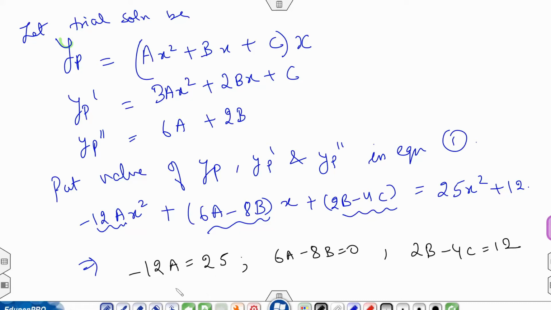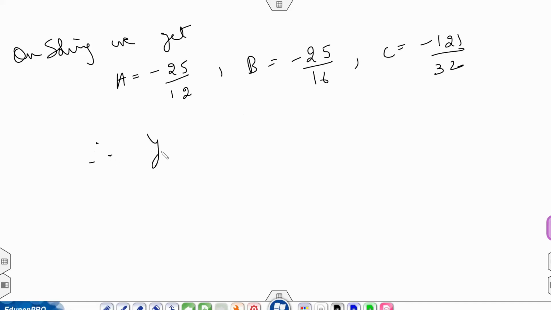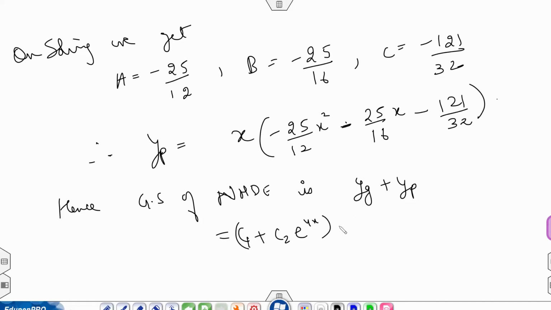On solving, we are getting a is equal to minus 25 by 12, b is coming out to be minus 25 by 16, and c is coming out to be 121 by 32, and therefore your yp will be equal to x into, just write down the values of all the constants which you have found out. Hence the general solution of the non-homogeneous differential equation is yg plus yp. So this will be equal to c1 plus c2 e to the power 4x plus x into this whole thing you have to write. Let us do another example on this.